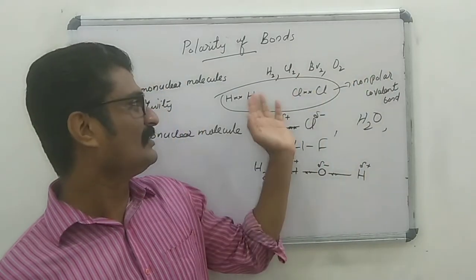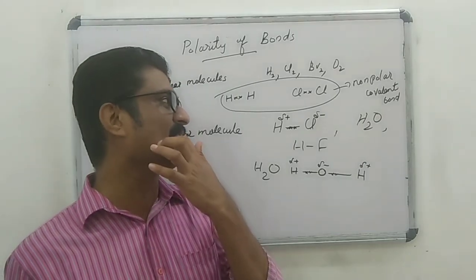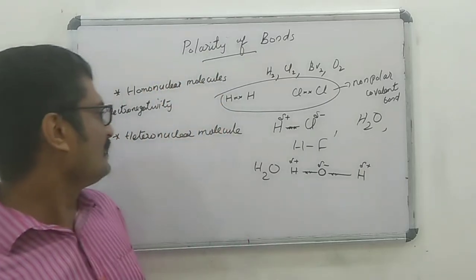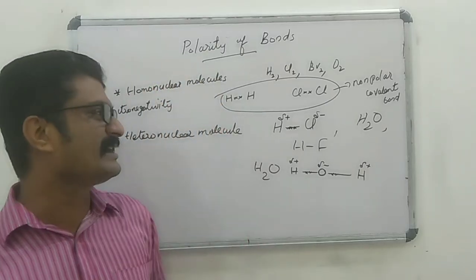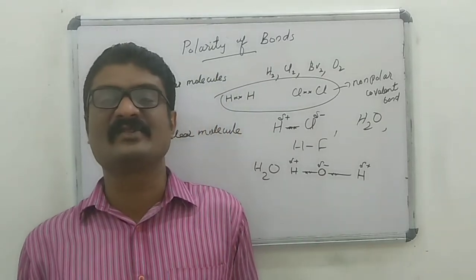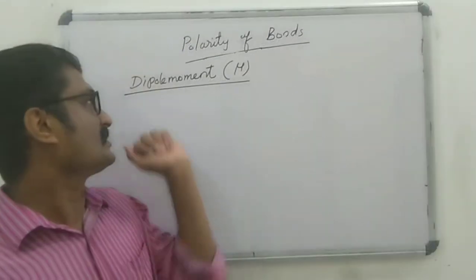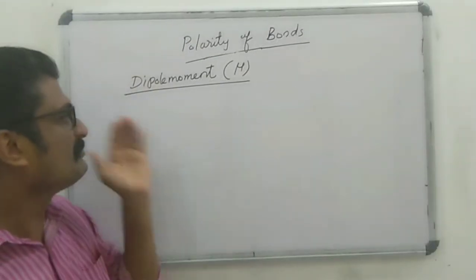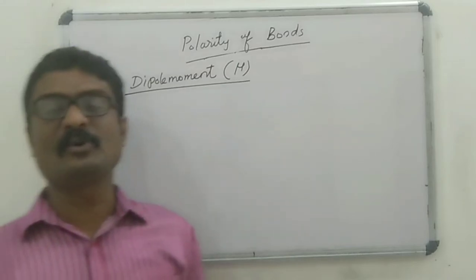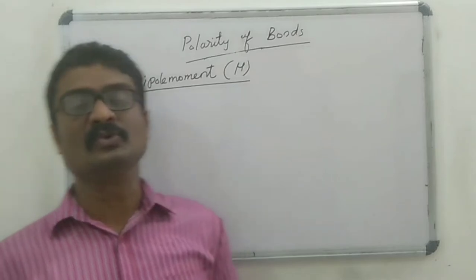Homonuclear molecules like H2, Cl2, Br2, etc. are examples of non-polar molecules. Heteronuclear molecules like HCl, HF, H2O, etc. are examples of polar molecules. Next, an important term related to the polarity of bonds is dipole moment. Its symbol is mu.